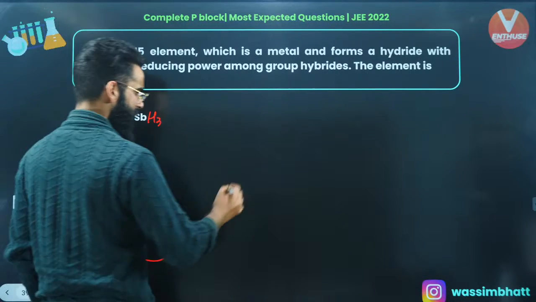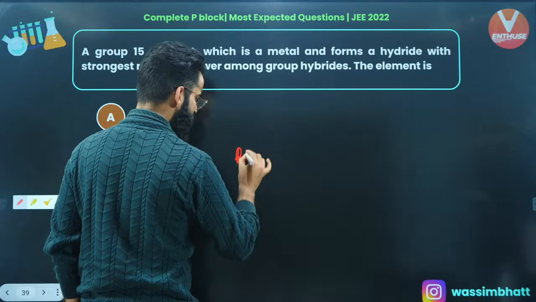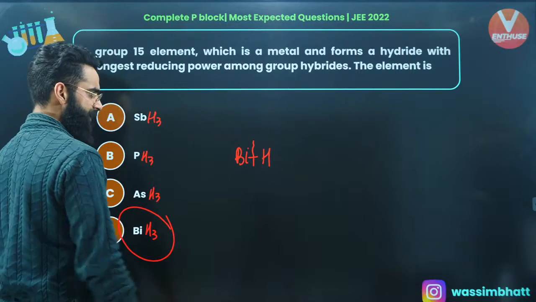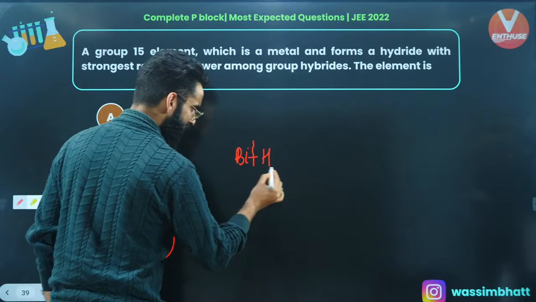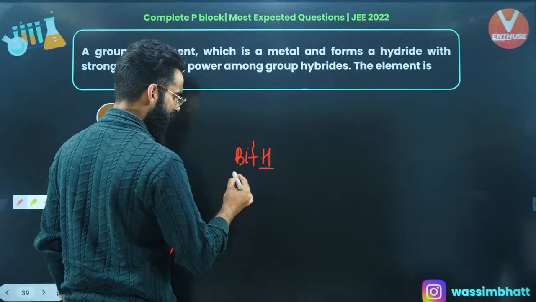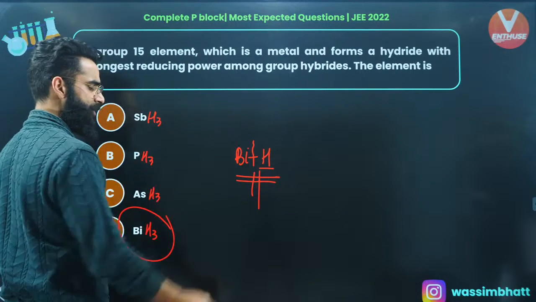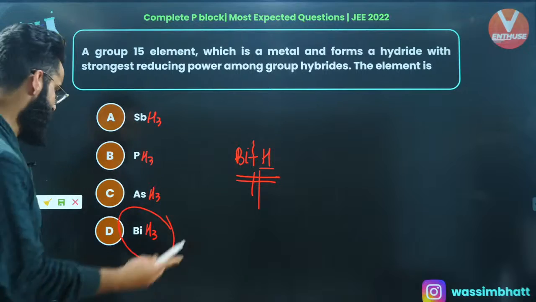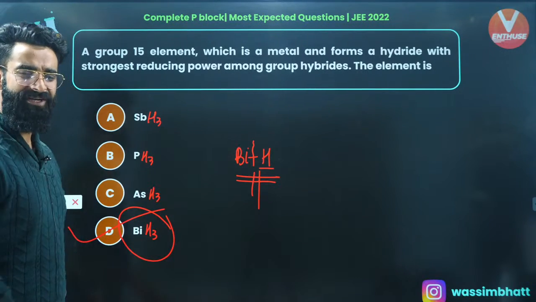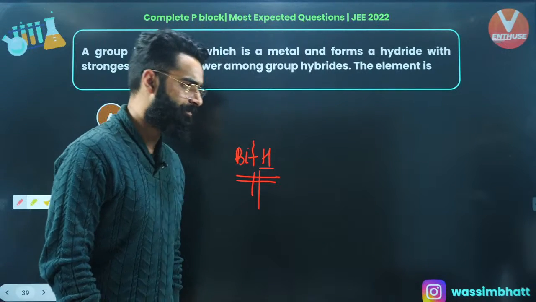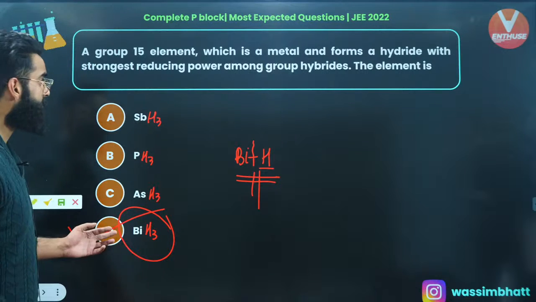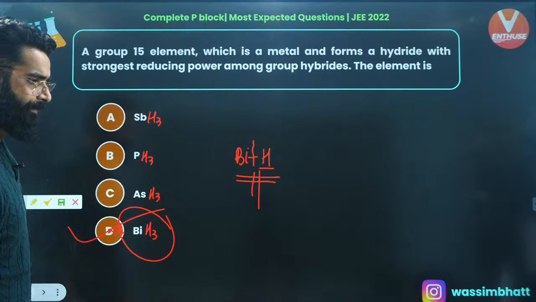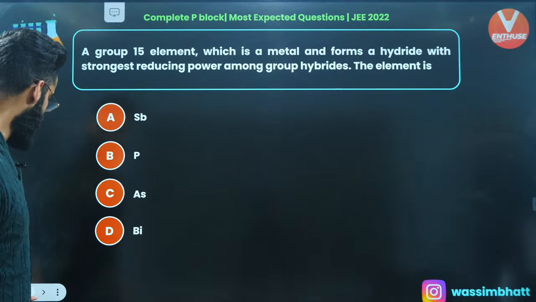Why is that? Because if you talk about the BiH3 structure, there is a bond between Bi and H, right? Its bond dissociation energy is the least. If its bond dissociation energy is the least, it can give away hydrogen easily. It will undergo oxidation easily. If it undergoes oxidation easily, it can behave like a good reducing agent as compared to the rest, right? So it's going to be BiH3 among all the hydrides, the better reducing agent. That means it will have more reducing power, right?